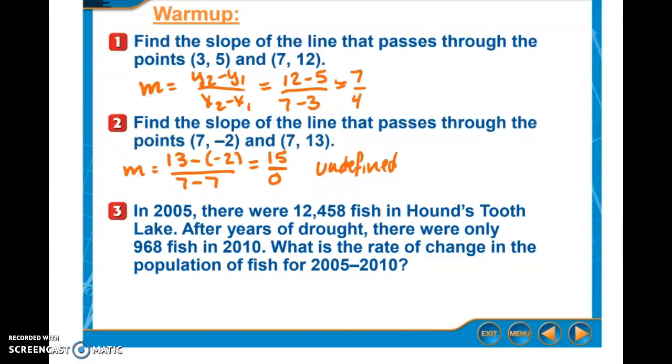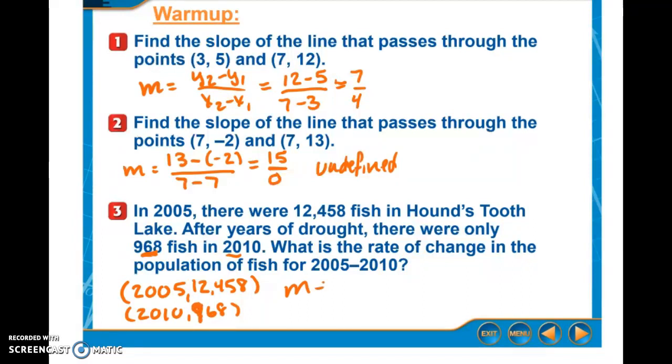The next one, in 2005, there were fish in houndstooth. In the fish in houndstooth, we set up coordinate points for these. 2005 goes with 12,458. And then 968 fish goes with 2010. Then you set up your slope formula again, m.